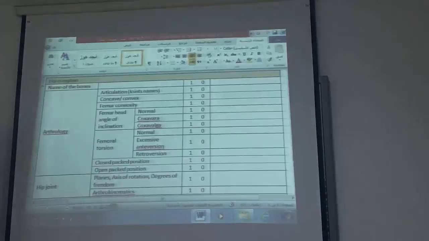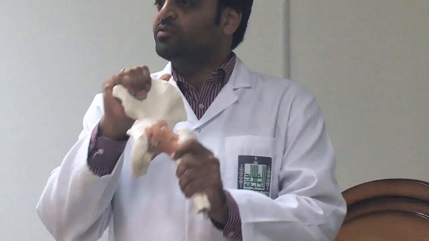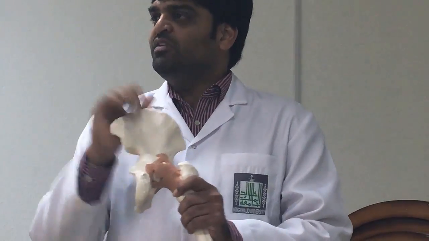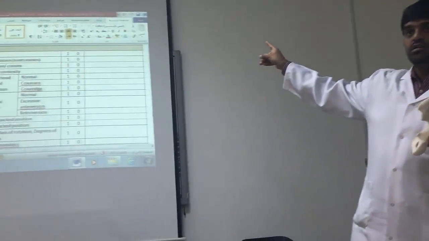Name of the bones, it carries 1 mark. So mainly we have 2 important bones: femur and pelvis. First you tell it like that. Then in the pelvis, 3 important parts: ilium, ischium, pubis. Clear? Ilium, ischium, pubis. Pelvis and femur. So it carries 1 mark.